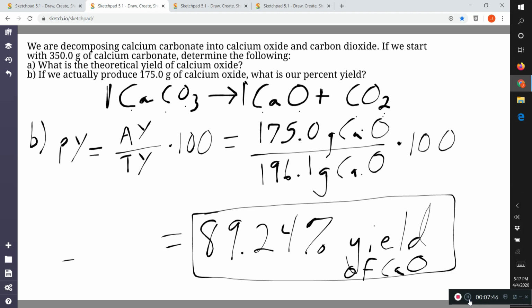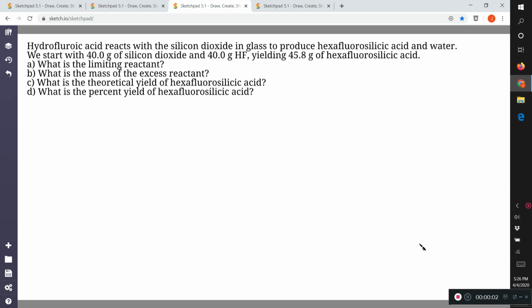All right, now we're going to move on to a second example. So the second example is a bit of a process. We're going to have 4 parts here, and some pretty hefty vocabulary too. Hydrofluoric acid reacts with the silicon dioxide in glass to produce hexafluorosilicic acid and water. We start with 40.0 grams of silicon dioxide and 40.0 grams of HF, hydrofluoric acid, yielding 45.8 grams of hexafluorosilicic acid.